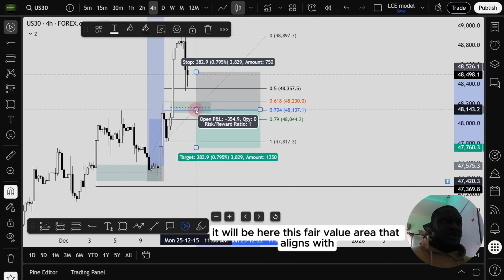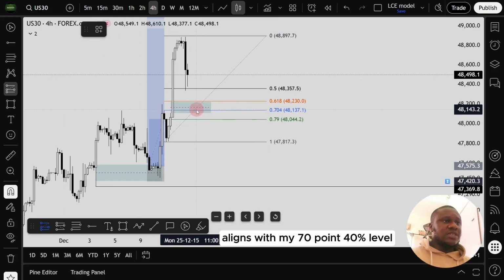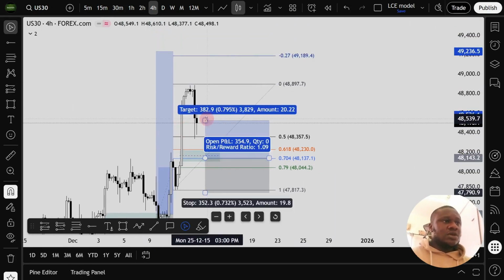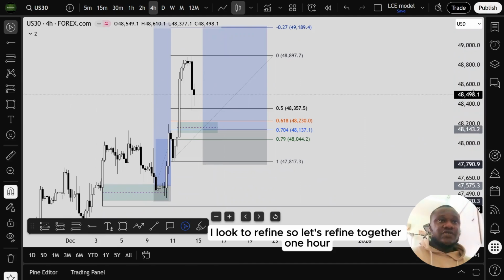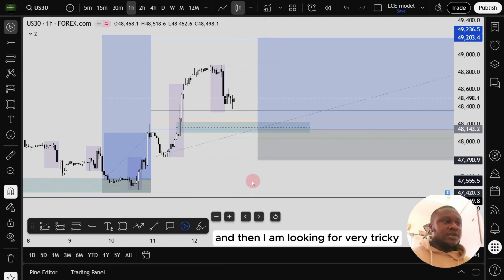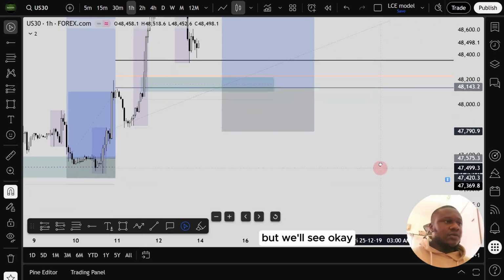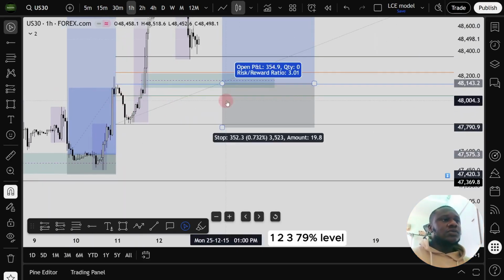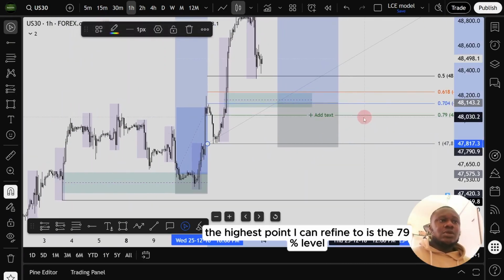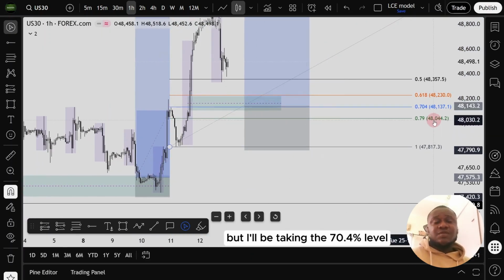This fair value area aligns with my 70.4% level. I don't need to take the entire stop loss. I'll look to refine. So let's refine together. 1 hour, and then I am looking for a refinement. This one is very tricky due to the impulse, but we'll see. Okay, 1, 2, 3, 79% level. The highest point I can refine to is the 79% level. I'm not going to go lower than this, but I'll be taking the 70.4% level.